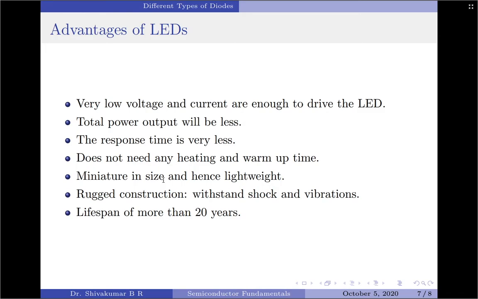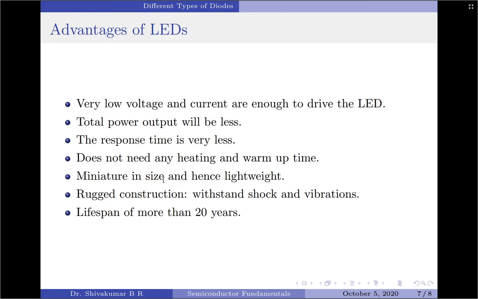Now we come to the advantages of the LEDs. Very low voltage and current are sufficient to drive the LED. The voltage range would be somewhere around 1 to 2 volts and the current range would be around 5 to 20 milliamperes. The total power output will also be pretty low, which is around 150 milliwatts. The response time is also very short, only about 10 nanoseconds. The device does not need any heating and warm-up time and is therefore quite fast.